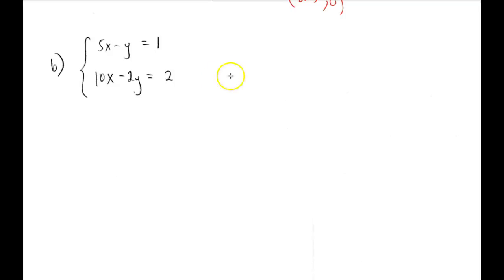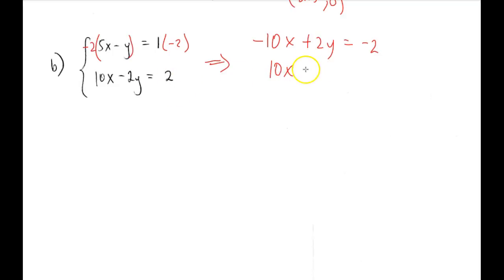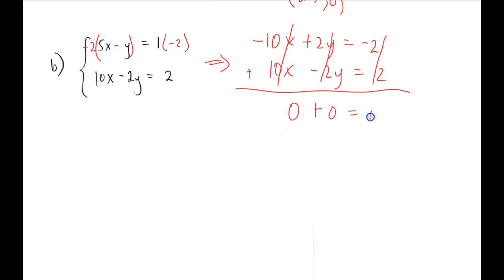We're going to multiply our top equation by a negative 2. So negative 2 on the left side, negative 2 on the right. Our new system now will be negative 10x plus 2y equals negative 2, and then we have 10x minus 2y equals 2. We add these equations together. We see that cancels to 0, that cancels to 0, and that cancels to 0. So we essentially have 0 equals 0.